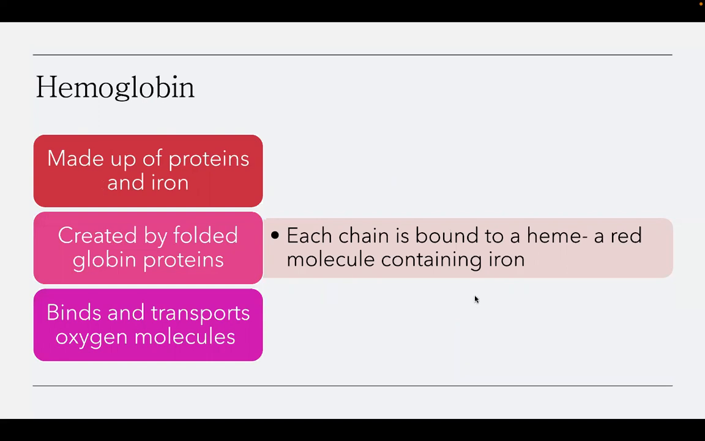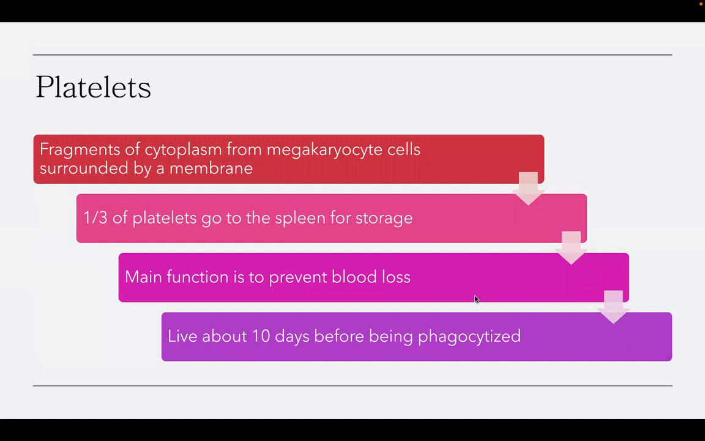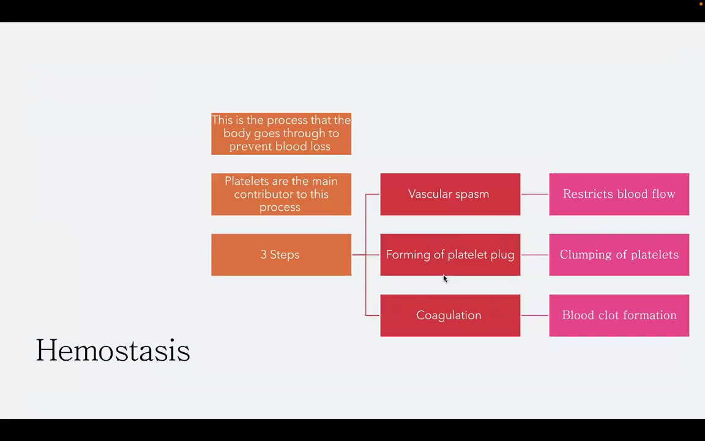Next on our list is platelets. Platelets are not actual cells themselves, which is why they are not considered formed elements. Platelets are fragments of megakaryocytes that are surrounded by a plasma membrane. Once the platelets have formed, about a third of them travel to the spleen to be stored for future use if needed. And most platelets only live for about 10 days before they are destroyed. When platelets are needed, they are incredibly useful and powerful.